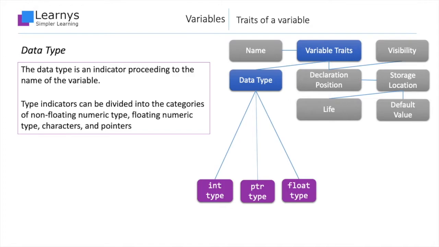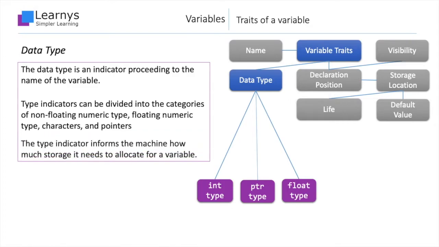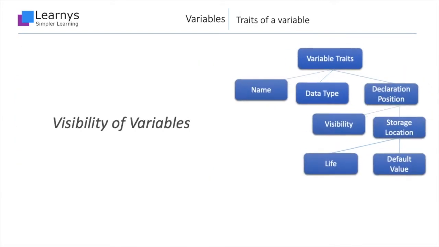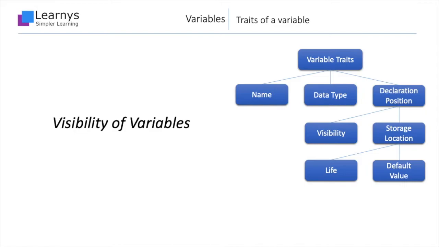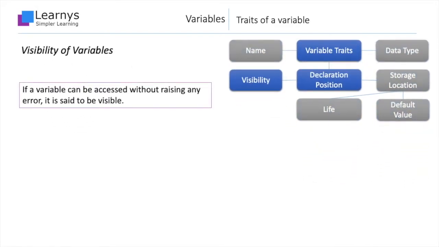Apart from telling the machine what type of data it has to store, the type indicator also informs the machine how much storage it needs to allocate for a variable. The storage allocated depends on the type of variable, compiler and system architecture. Let us look at the visibility of variables next. If a variable can be accessed without raising any error, it is said to be visible. By access, we mean the ability to either read or write content in the memory.